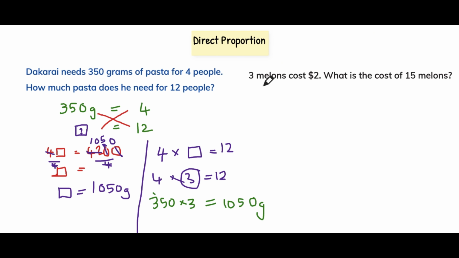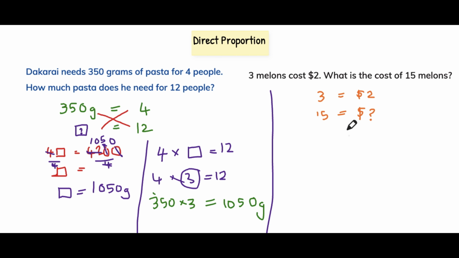So 3 melons cost $2. What is the cost of 15 melons? The same thing that I did there, we write down our facts. So 3 melons cost $2. How about 15 melons? How much do they cost? It is unknown. Okay, so we're gonna use both methods. We'll put a line there so that we don't confuse. We're gonna start with the other method.